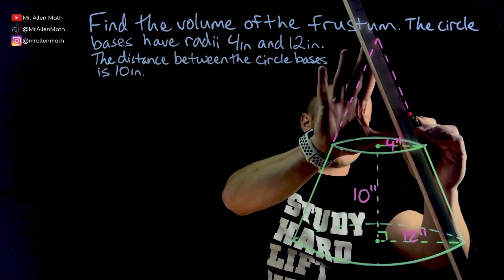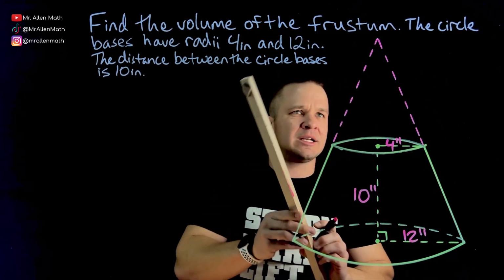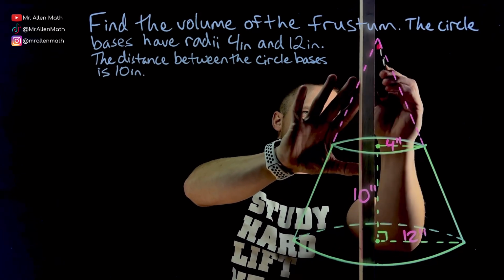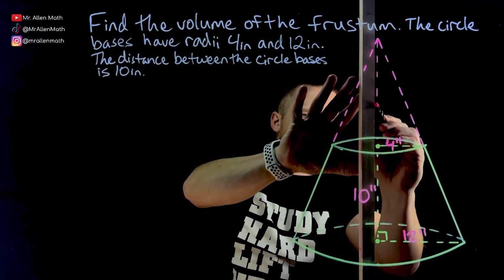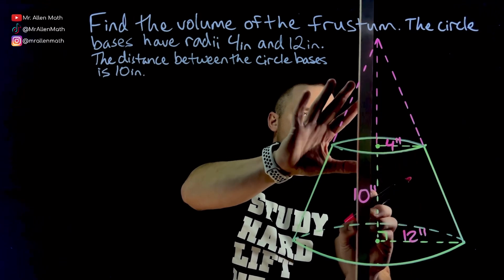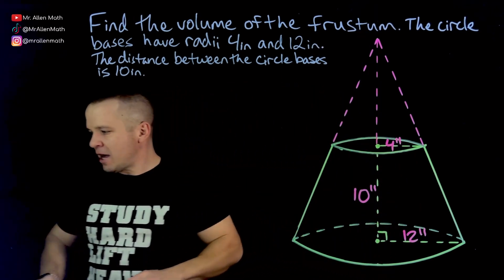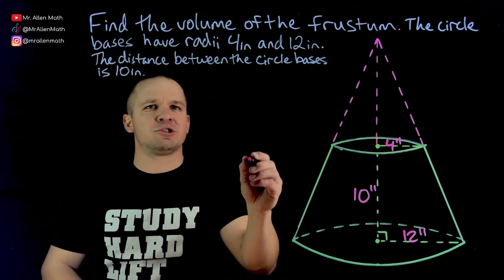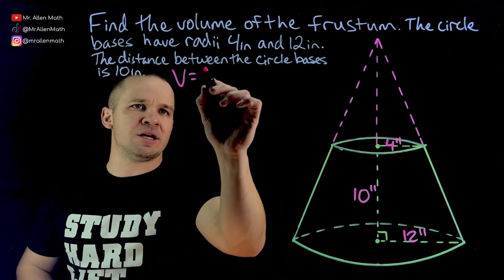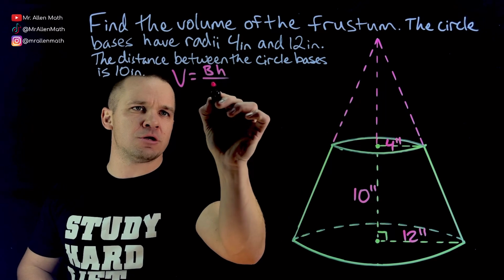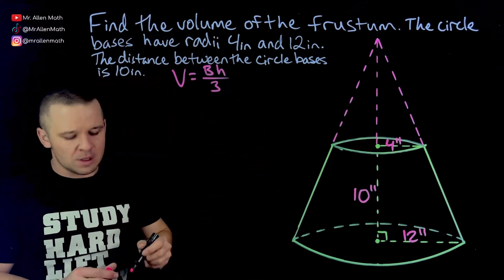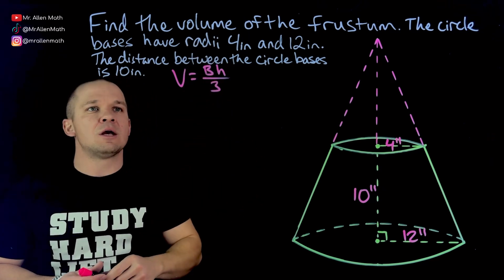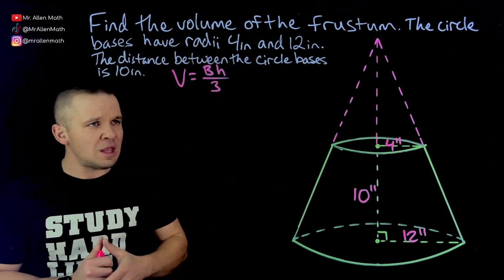I'm going to extend this out, and now I can see an entire cone formation happening here. I'm going to draw in this height all the way down to the center of the small circle. Now, perhaps we can math with some stuff. Let's define the volume of a cone. The volume of a cone is big B times H over 3. So it's the area of my base, which is a circle, times the height of my cone, and then I divide that all by 3.